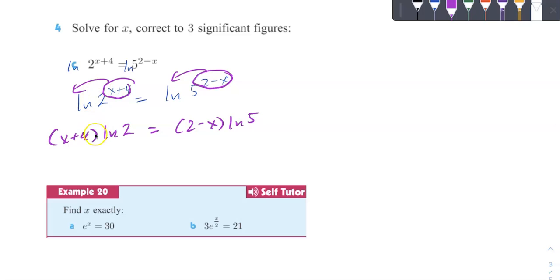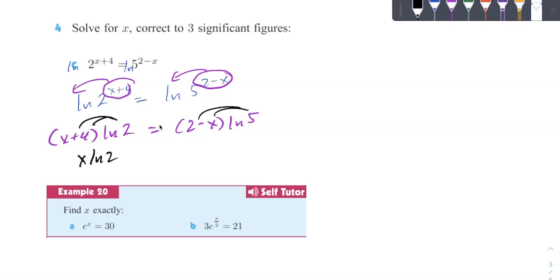A lot of people forget to put parentheses and they just look at this as x plus 4 natural log of 2 and 2 minus x natural log of 5. It's not like that. These two are together, not these two. Same thing here. These two are together, not this one. So after you have that, we want to distribute. We're distributing here and not just solving because you have an x on both sides. So you've got to distribute so you can get them on the same side.